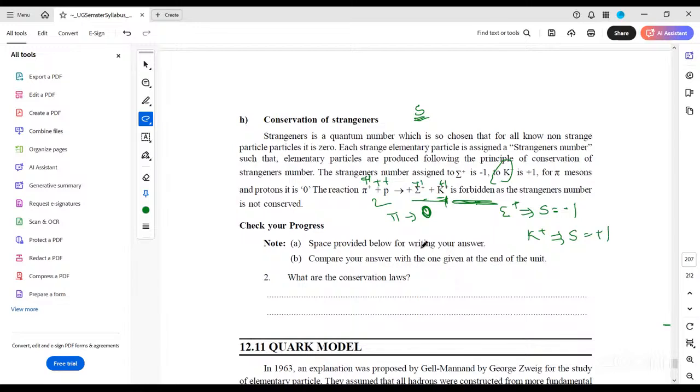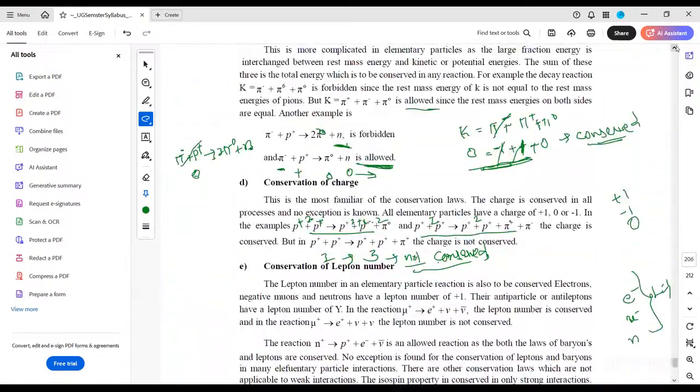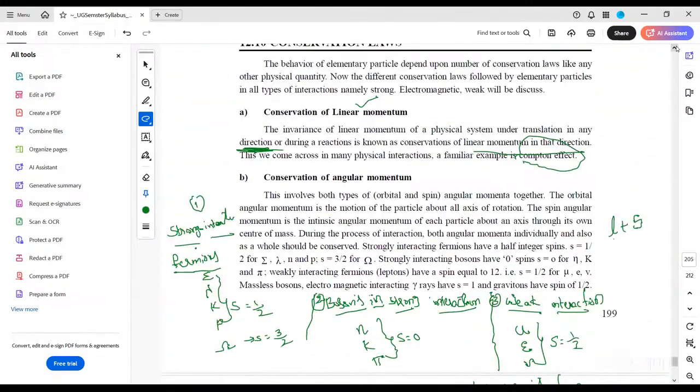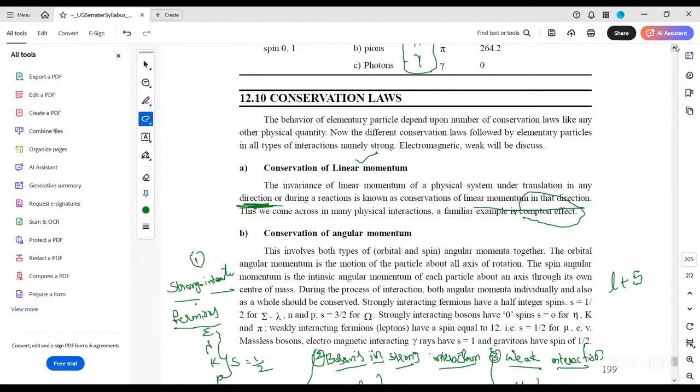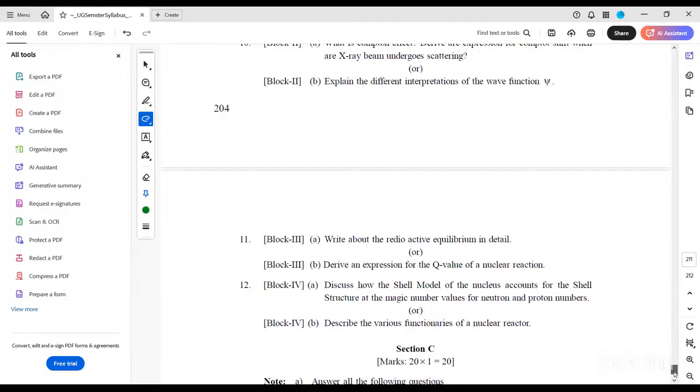So this is about elementary particles, how it is conserved. Conservation of laws is completed. In this unit, only one topic is left. The topic is quarks. We will see quarks in the next class.